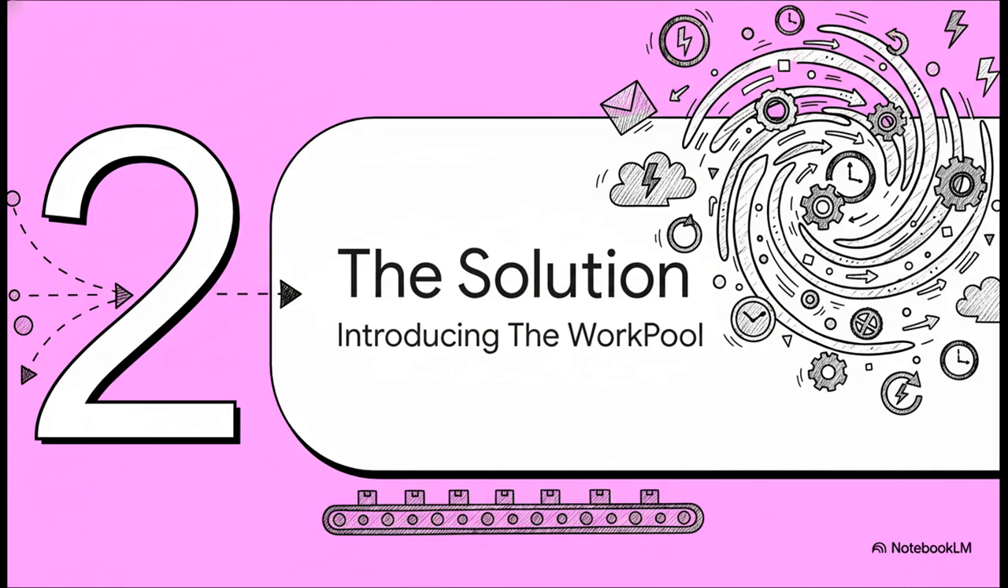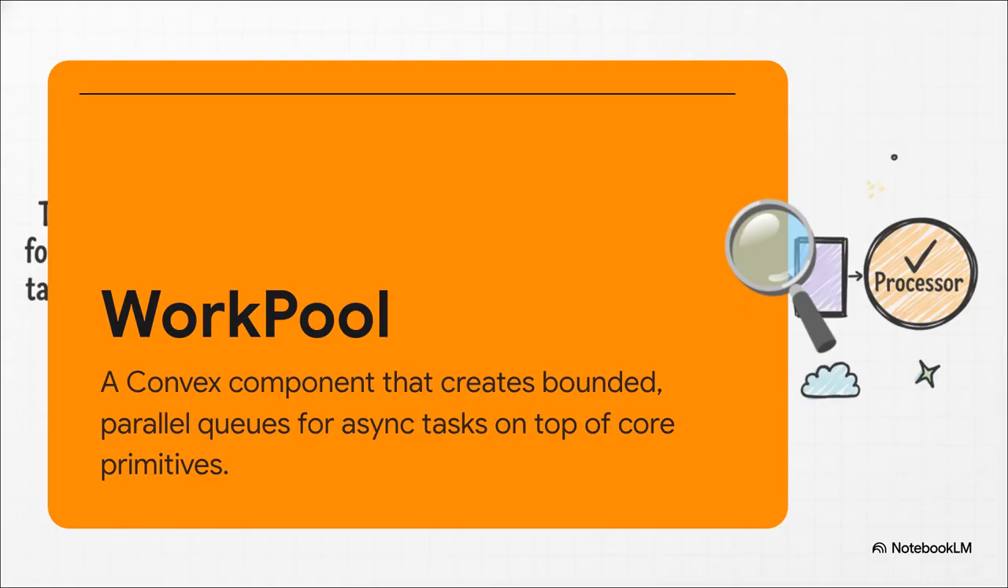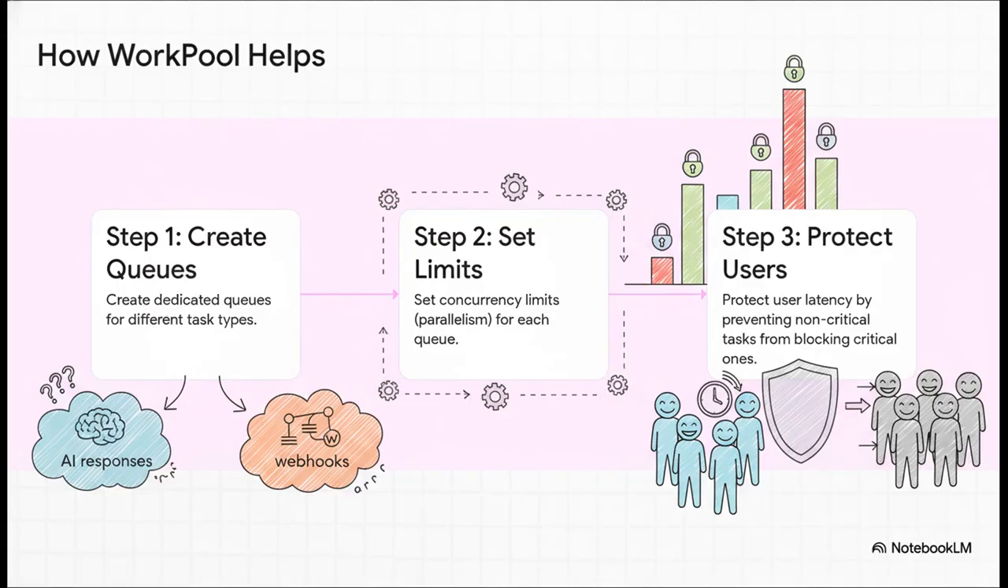Well, that's where the Convex WorkPool comes in. It's a component designed specifically to solve this exact challenge. So what is the WorkPool exactly? You can think of it like a super smart scheduler that you can just add right into your project. And the coolest part, it's not some secret internal platform magic. It's an open source component built completely on top of the standard tools Convex already gives you, like tables and the basic scheduler.